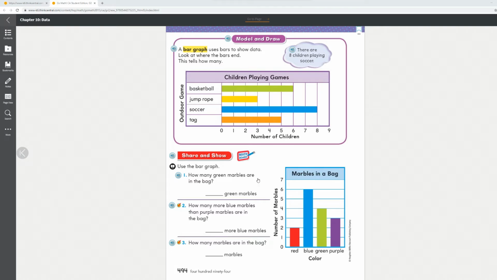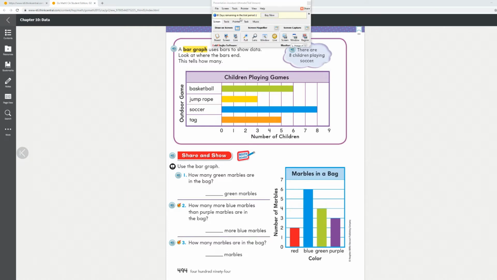Now we can answer some questions based on the data. So number 1, how many green marbles are in the bag? Since the work was already done for us, all we have to do is go to the green category, which is down here, this green bar, and we count how far up the bar goes. And it looks like it goes all the way up to 4. See where the 4 meets the green? That's what we're counting. So the answer for that is 4.